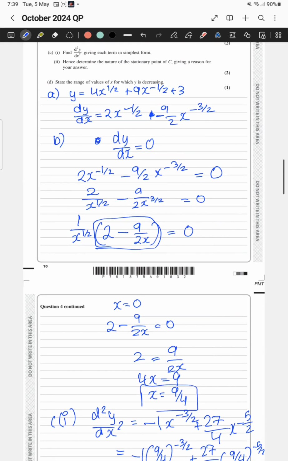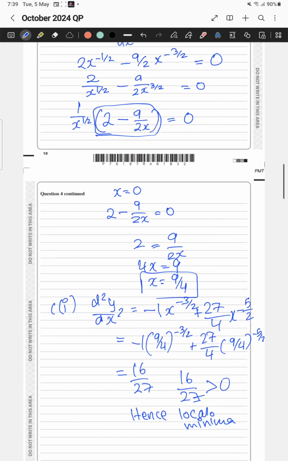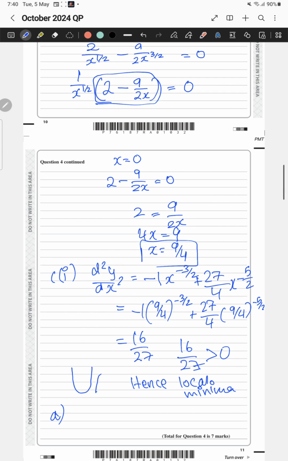Find the range of values of x for which y is decreasing. Now over here, if it is a local minima, the shape of the graph will look U shape, something like this. If it was local maxima, it is going to look like this, but since in this case it is local minima, it is going to look something like this.